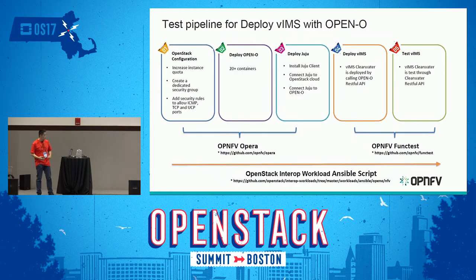And the test pipeline is like this. First of all, you configure the OpenStack, increase the quota, create a dedicated security group for the workload, and add security rules to allow ICMP, TCP, and all those things. And then you deploy Open-O. Open-O itself consists of more than 20 containers. And then deploy Juju, the Juju client, and I think there's another component. And then Open-O plus Juju will deploy the virtual IMS on the OpenStack platform for you. And then we test whether the virtual IMS actually works.